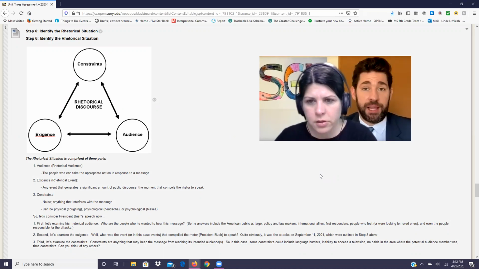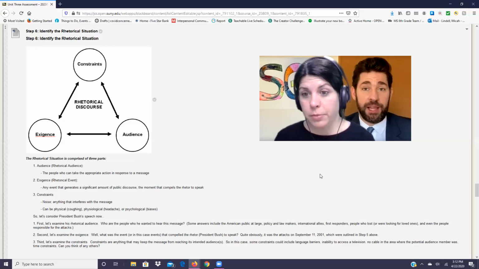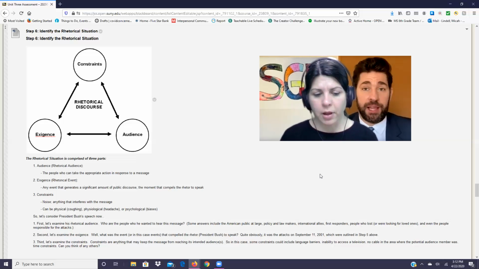The first one that we'll look at is generally the easiest one, which is the rhetorical audience or audiences. There might be multiple audiences to consider. With the example of President Bush's address to the nation on September 11th, the question is who are the people that the rhetor wants to hear their message? Ideally, who is it that President Bush is hoping will receive that message? I think in this case, there are certainly audiences to consider. So the general public, the American public at large, anyone who is a citizen of the United States.